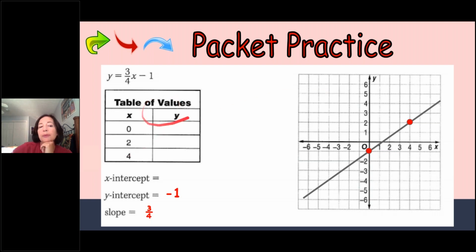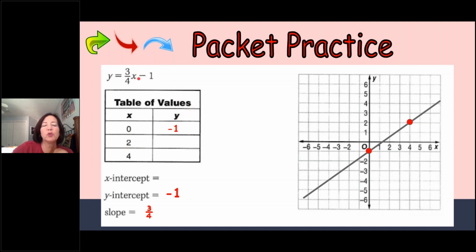So they gave us a table of values to fill in. Let's go ahead and try doing that. So the table of values, they've given us x values, and they want us to substitute these x values into this equation. So instead of having 3/4 x, or 3/4 multiplied by x, we're going to multiply 3/4 times 0, putting the 0 in the spot where x is. So that's going to be 0 minus 1. So our y value would be -1.